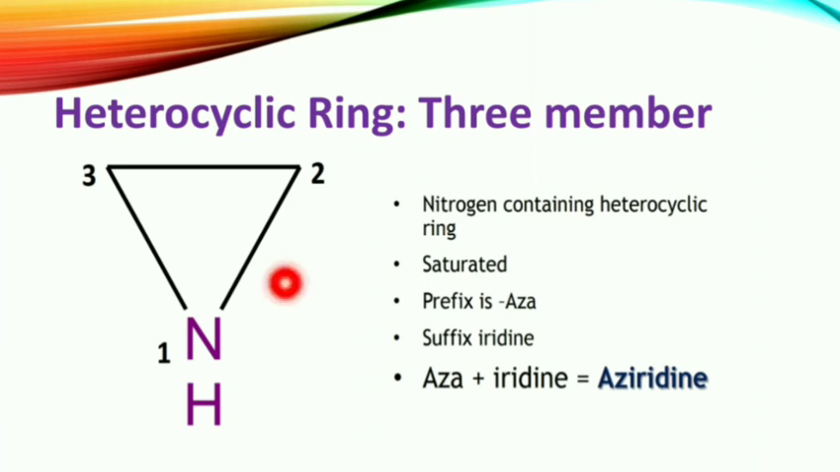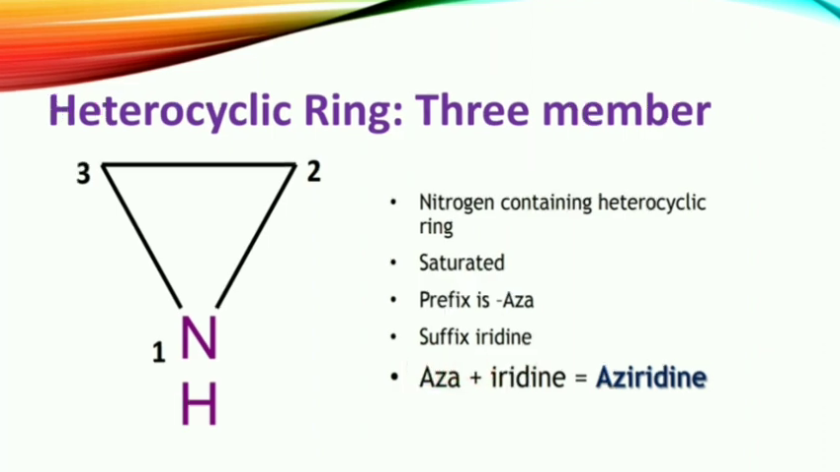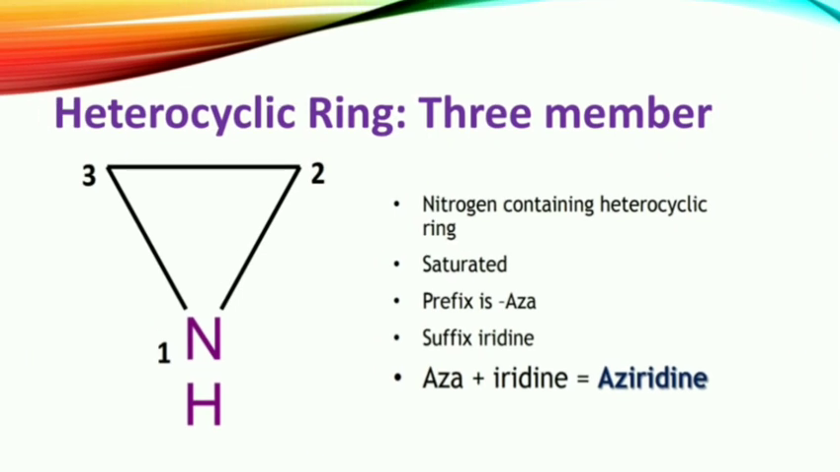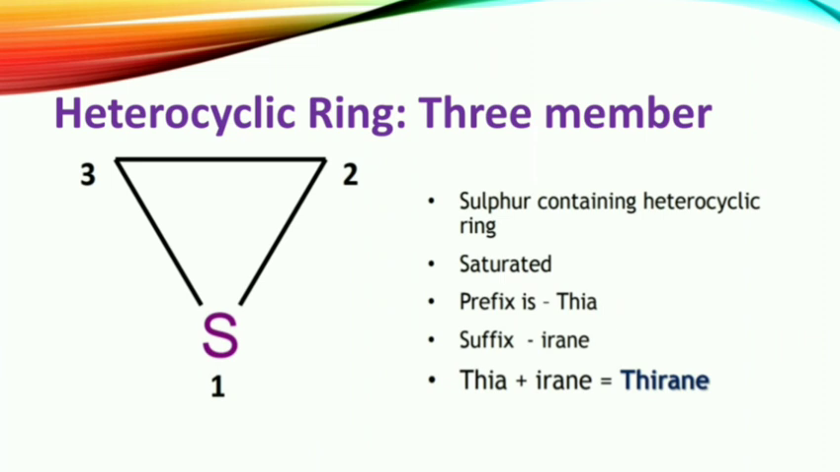You can see in this ring structure we have nitrogen as the heteroatom. This ring structure is a saturated one. For nitrogen, we use aza as the prefix, and for a 3-member ring structure with nitrogen, you use iridine as the suffix. So aza plus iridine: while combining, you have to remove the a from the prefix, and the name will be aziridine for the structure.